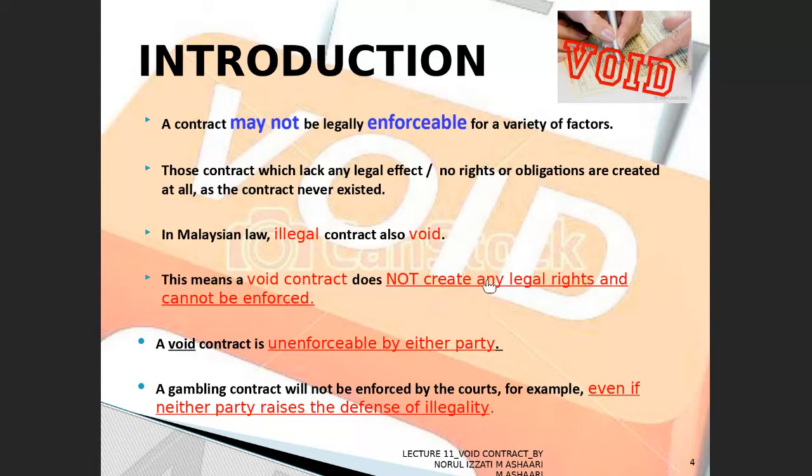It cannot be enforced because some of them are considered unlawful. Unenforceable by either party, that means either offeror or offeree. One example is a gambling contract. A gambling contract is prohibited. It is not enforced by the court, even if neither party raised the defense of illegality.